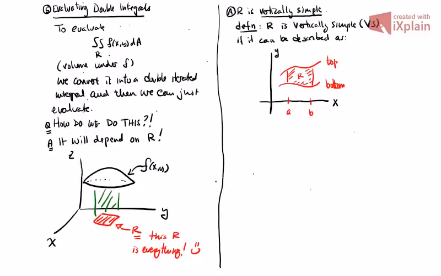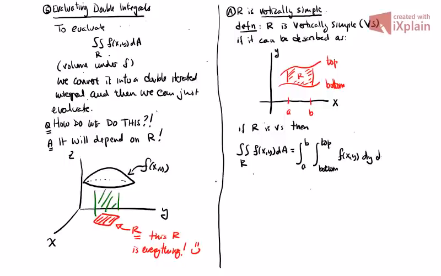So if this is the R, I'll explain what happens, and then we'll look at a couple of examples. Right, so if R is vertically simple, then if you are trying to evaluate this integral, what happens is this becomes a double iterated integral. The outside limits of integration are A and B. The inside limits are the bottom function and the top function. The f of xy just sits inside, and we have dy and dx.